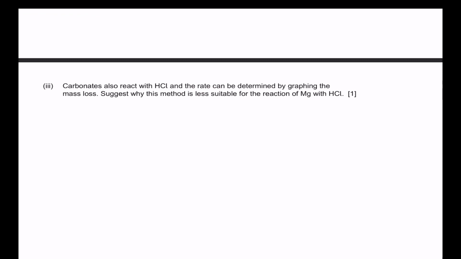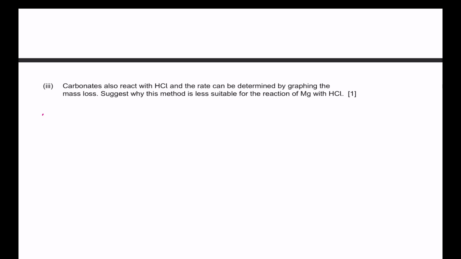So carbonates also react with HCl, and the rate can be determined by graphing the mass lost. Suggest why this method is less suitable for the reaction of Mg with HCl. Now the main thing here is whenever gas is formed, the density of gas is very low. So the change in mass in the reaction mixture will be very low if gas is evolved, and hence it won't be a suitable method.